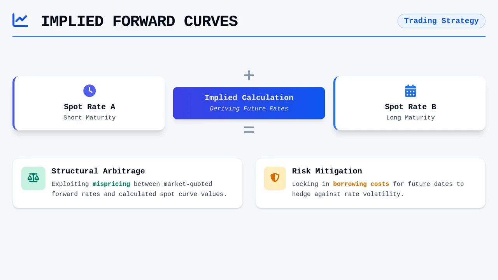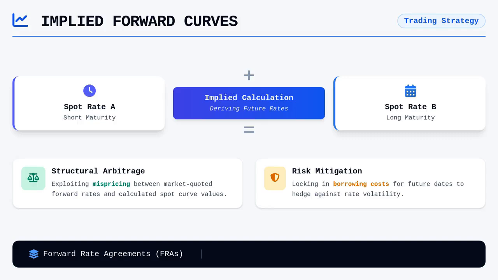Practically, this involves constructing a forward curve that locks in the cost of borrowing for future dates, thereby hedging against the uncertainty of interest rate fluctuations. This mechanism is the backbone of pricing forward rate agreements and swaps, allowing dealers to create synthetic instruments that mirror the maturity profile of their underlying obligations.